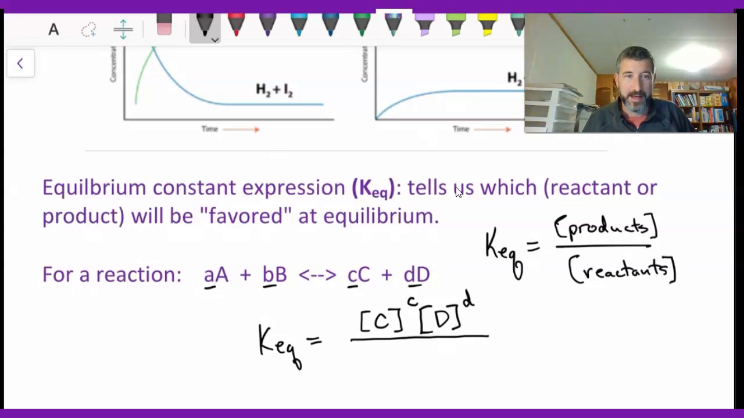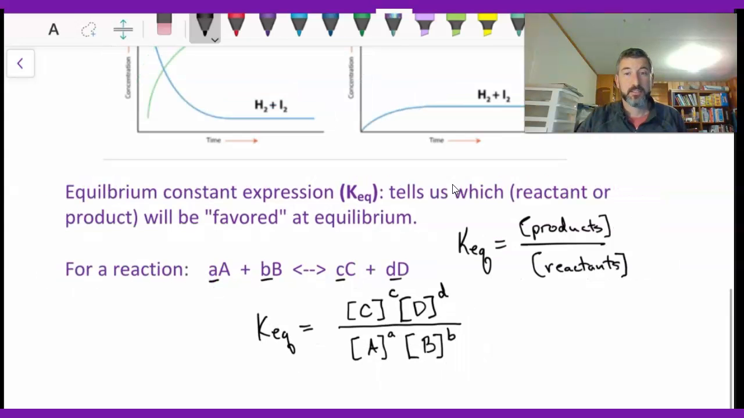And then times the concentration of D raised to the power of its coefficient. Okay, and then on the bottom I have my reactants, so it would be A to its coefficient times B to the power of its coefficient. So that is an equilibrium constant expression. And we will be next time plugging in some numbers and actually doing some calculations with this.